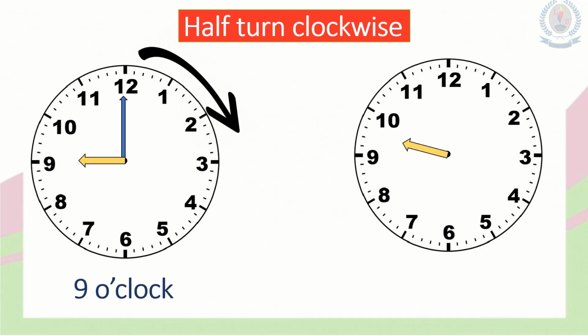There are 12 hours in the clock, so half of 12 is 6. So the long hand will point to 6. The short hand points between 9 and 10 and the long hand points to 6. Now the time is 9:30. This is a half turn clockwise.